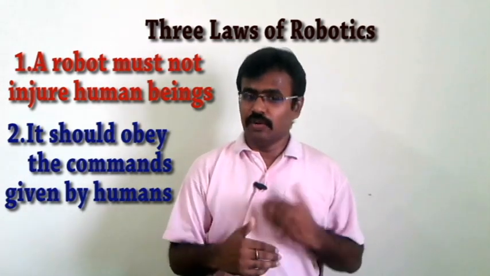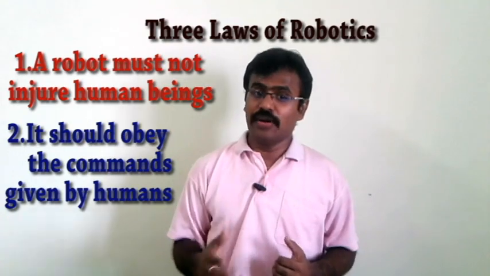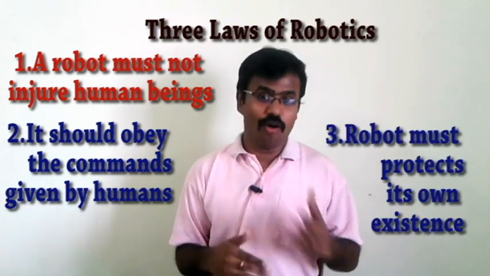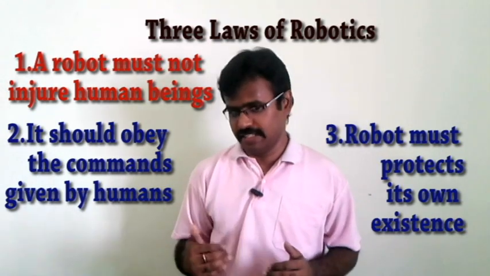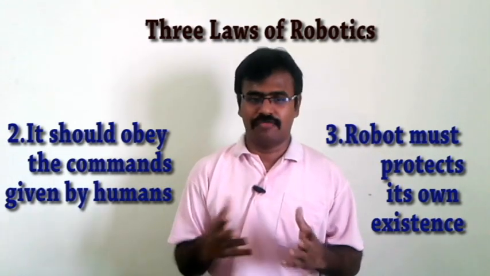Okay, then the robot must protect its own existence as long as such protection does not conflict with the first law and the second law. These are the 3 laws of robotics. Now we are going to see the parts of a robot. It is also similar to the human body.